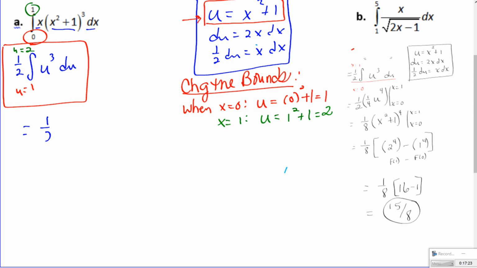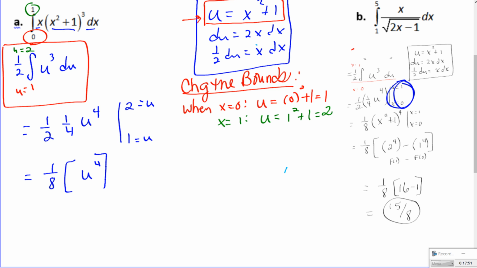So let's keep integrating. Well, we know the story. It's 1/4 u to the 4th, and my bounds are going to be from 1 to 2. Remember last time, we said our bounds were in terms of x's, x equals 0 and x equals 1. Well, these bounds are in terms of u. So now I have 1/8 u to the 4th evaluated from 1 to 2. So that's going to be an f of 2, 2 going in, 2 to the 4th, minus 1 to the 4th.